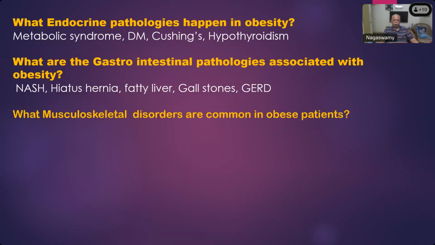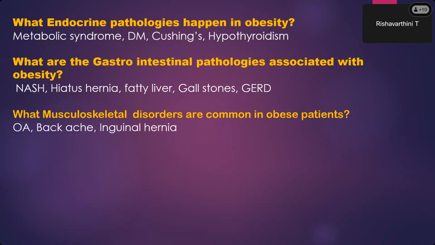And what are the musculoskeletal disorders common in obese patients? Prevalence of early osteoarthritis. Very good. So osteoarthritis, backache, sometimes they can develop inguinal hernia because of poor muscle strength. As I told you, sarcopenic obesity, their muscles are weak, so they can develop inguinal hernia more commonly. So that is the muscle part of it. Skeletal part of it is OA and backache, spinal problems.